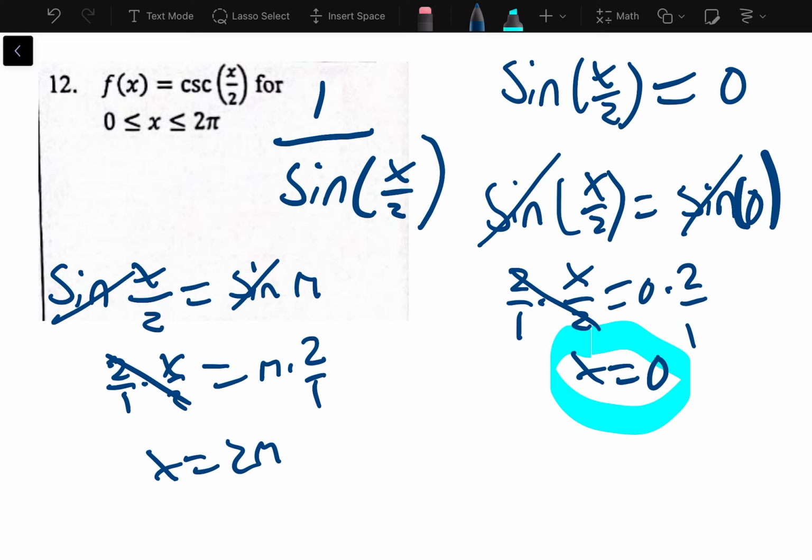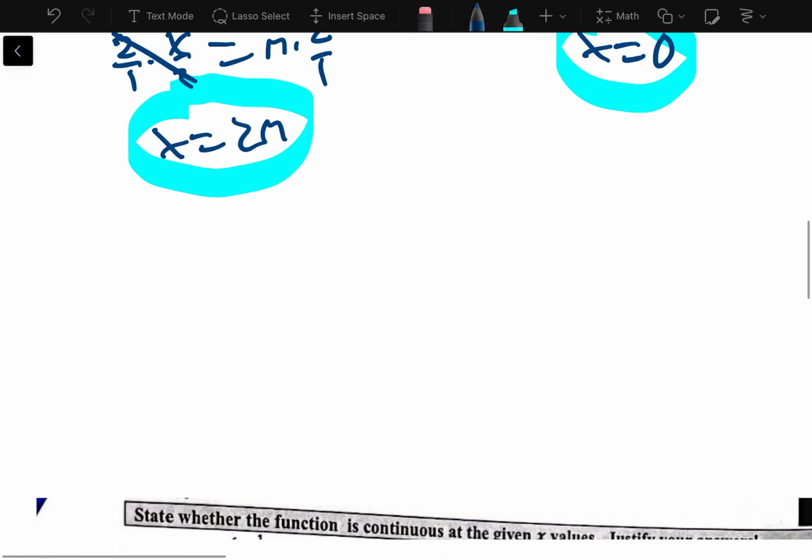So the discontinuities are located at x is equal to 0 and x equal to 2 pi. Okay, moving on.